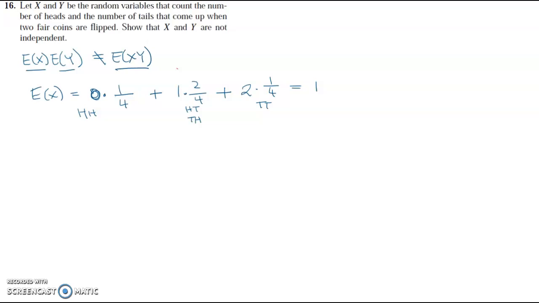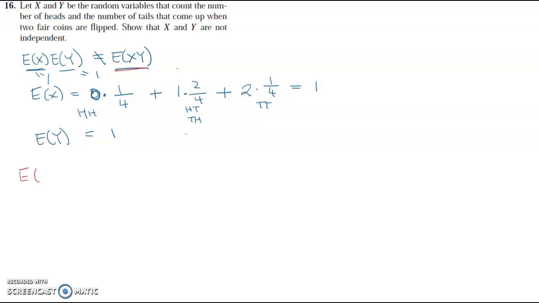So the expected value of x, the number of heads, is 1 for 2 fair coins. And likewise, the expected value of y is also going to be 1. Alright, so far we have found E of x, which is 1, and also E of y, which is also 1. So let's go ahead and find this one, E of xy.